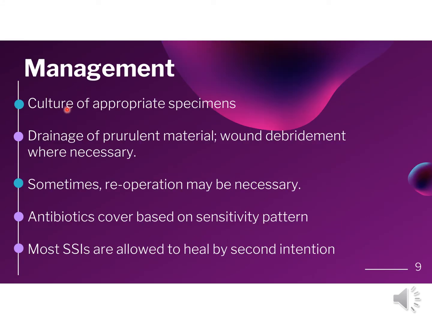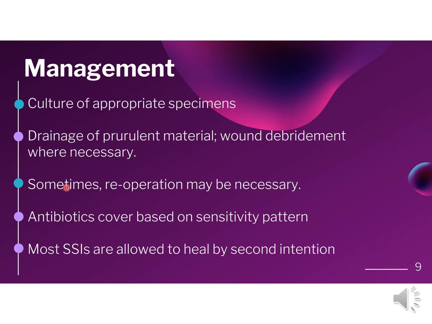Management. So besides taking history, and that's after you've taken your history and you've examined the patient, you take a culture of appropriate specimen. So you could do a wound microscopic culture, that's take a swab for microscopic culture and sensitivity from the purulent discharge. Then you could also do a wound biopsy where necessary. Then drain the purulent material. The purulent material should be drained. Wound debridement where necessary is done.